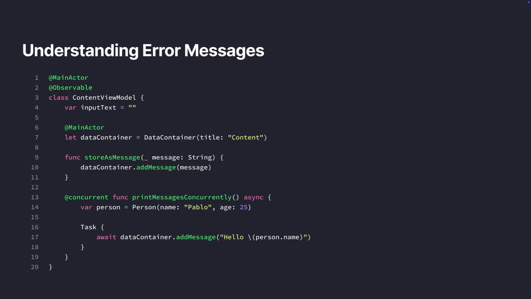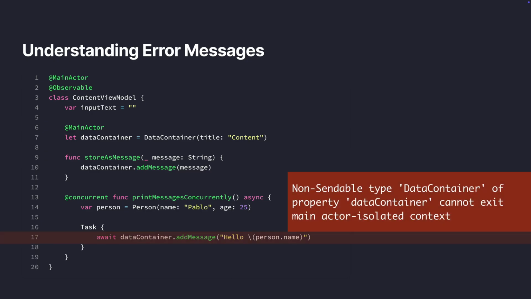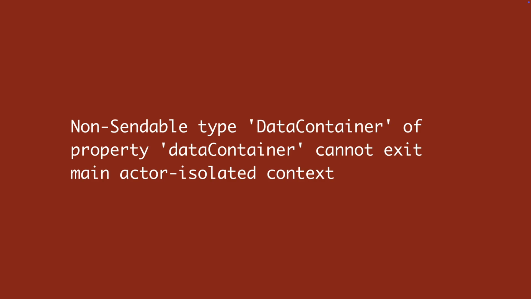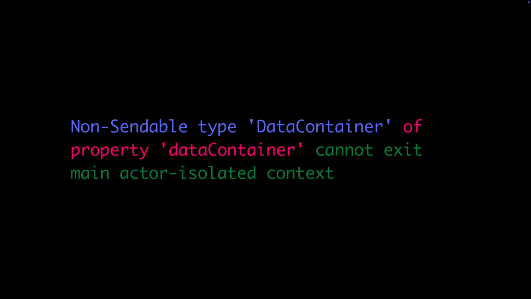If we were to attempt to compile this code, we would get an error message that says something like: non-sendable type DataContainer of property dataContainer cannot exit main actor isolated context. Okay. This error is not that easy to understand, but let's zoom in on the error a bit. The first thing that we can do is try to split the error in different parts.